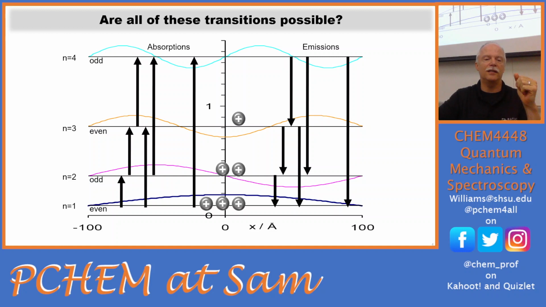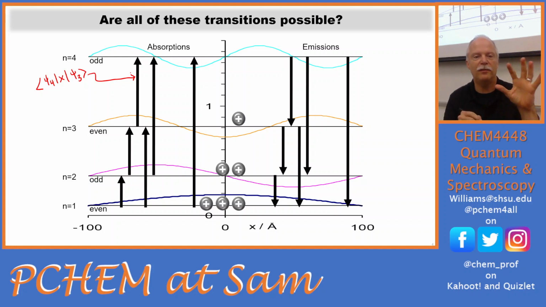Let's say you got assigned n equals 3 to 4, and so you would be solving the transition dipole moment integral for wave function 4 interacting with light, which is represented by x, overlapping with wave function 3, and that would be the transition dipole moment integral for that particular arrow. Okay, and so you would do the math for that.